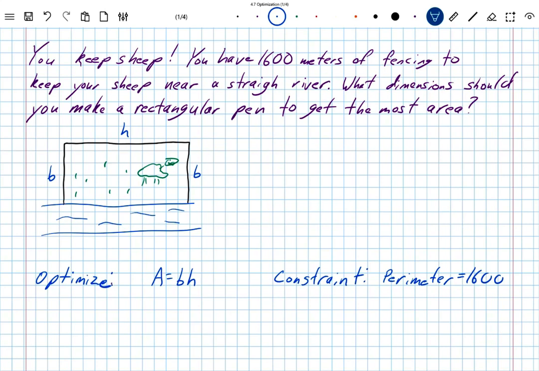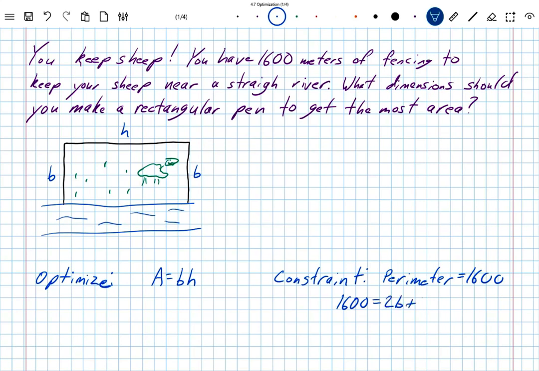Okay, well, I would like a formula for the perimeter. So I think I could write that as 1,600. Normally, it would be 2b plus 2h for a rectangle, but one of these sides is free, so this looks like it's going to be 2b.